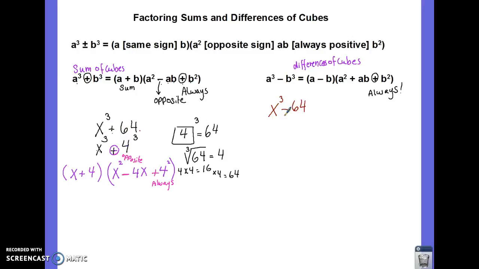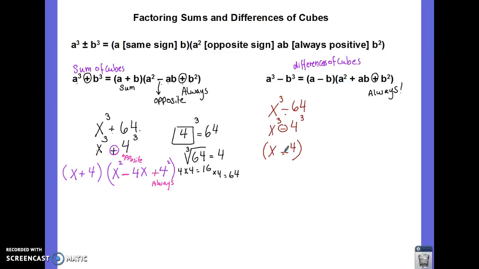Again, the first step is the same. Have x cubed minus 4 cubed. I just put it in the form of a cubed minus b cubed. Now let's factor it. Since we're doing the difference of cubes, then my first parenthesis will have the difference of the bases. So, I have x minus 4. This is a minus, so this has to be a minus too.